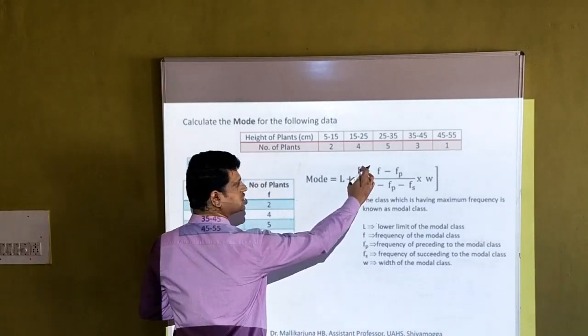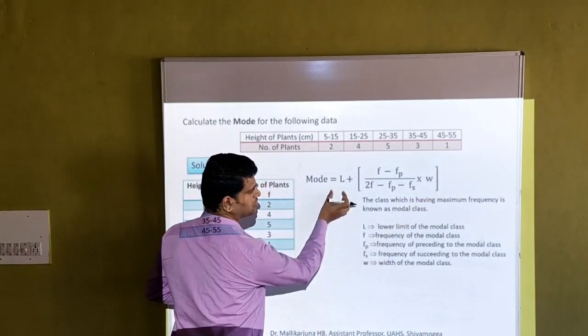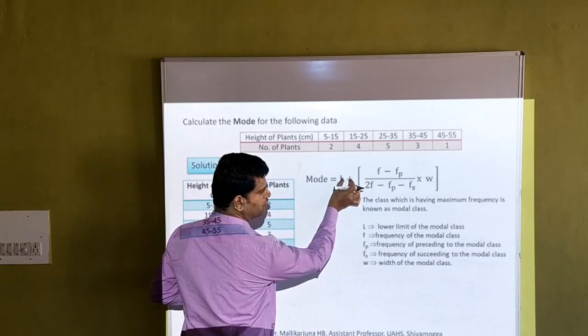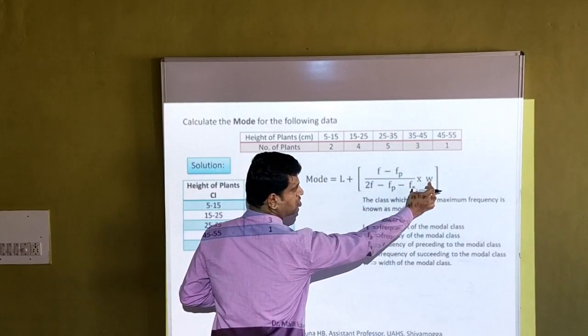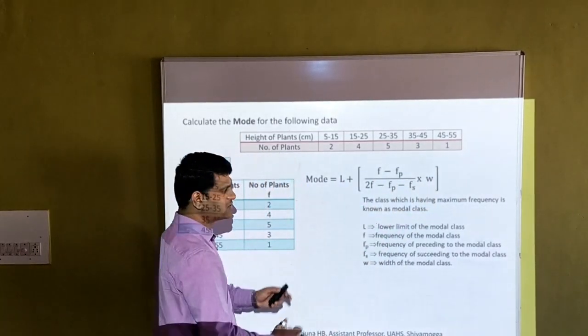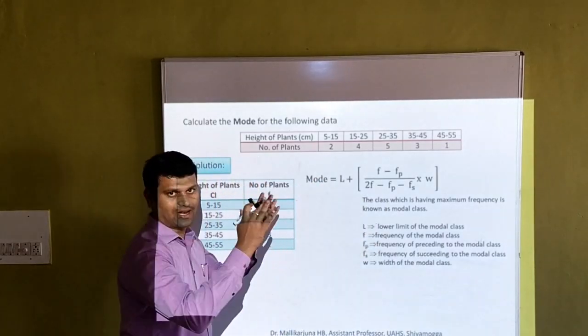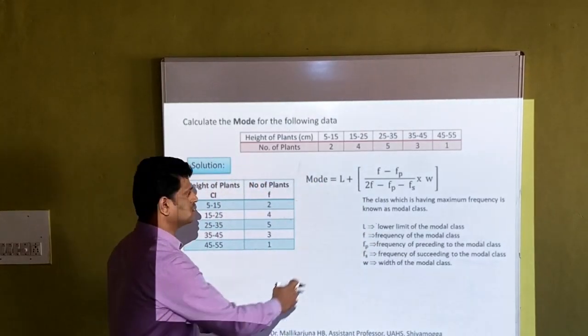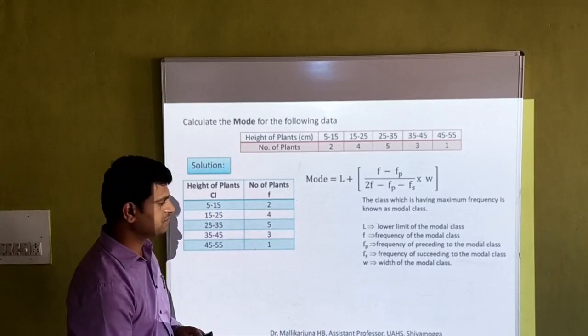Don't neglect this bracket. If you ignore it, sometimes you will add the lower limit first, and then at last multiply with the width, which goes wrong. So calculate within the bracket first, then add the lower limit.